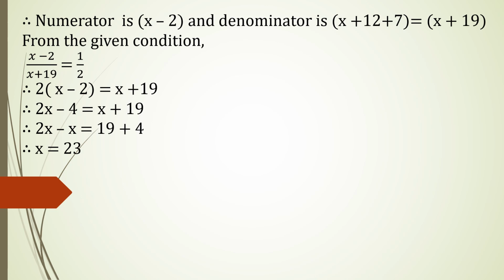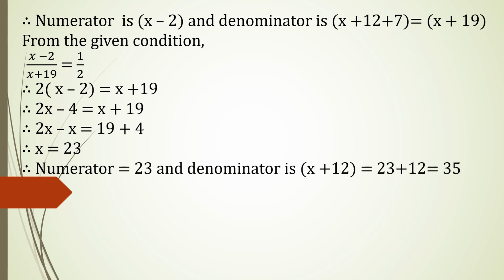Now student, we need to frame the fraction. We have to find out the fraction. Okay. So our original fraction was x upon x plus 12. Therefore numerator is x, that is 23, and denominator is x plus 12, that is 23 plus 12 equal to 35. So we'll write down the answer: the fraction is 23 upon 35. So we got the fraction as 23 upon 35. Okay.